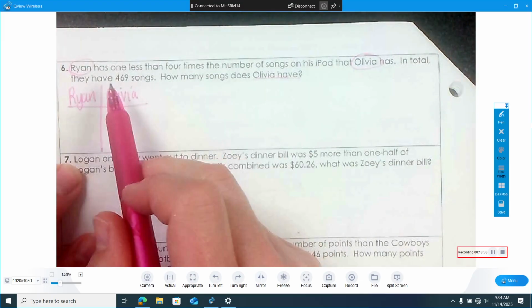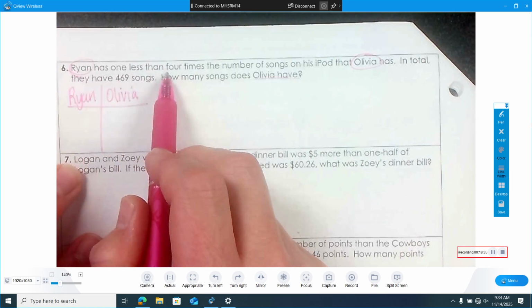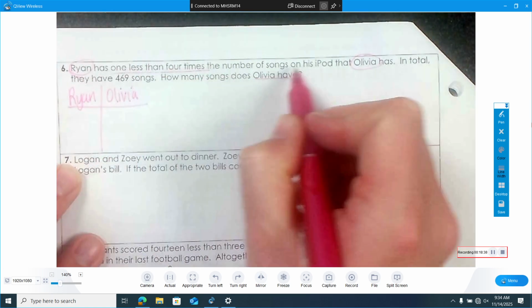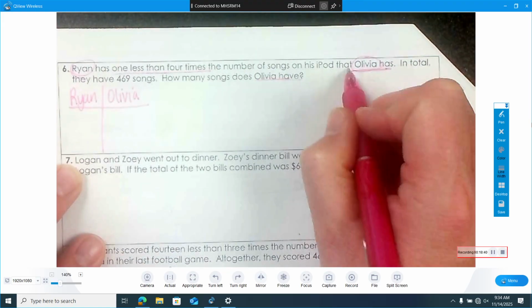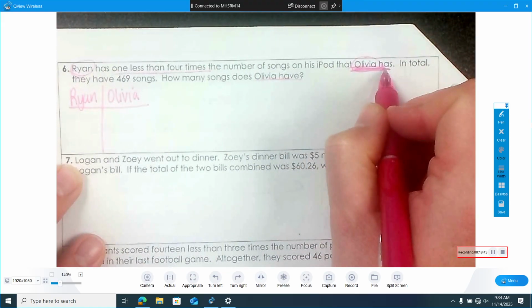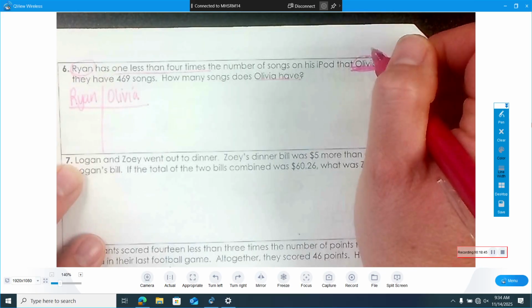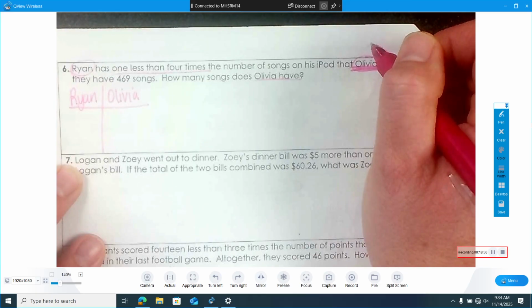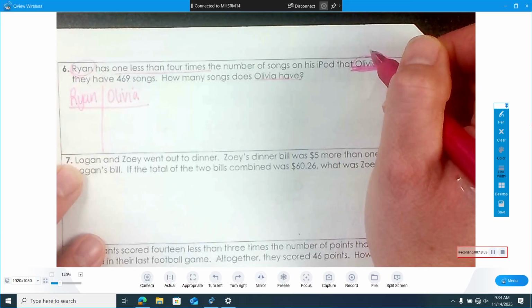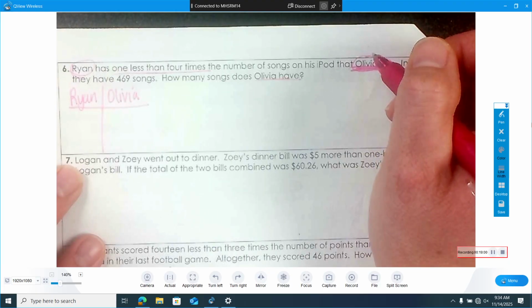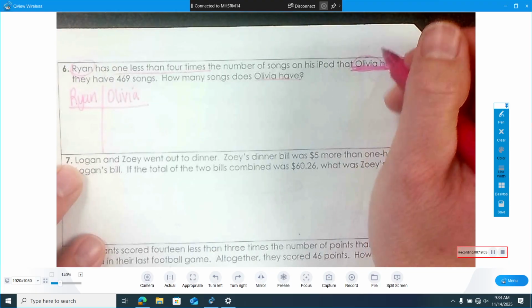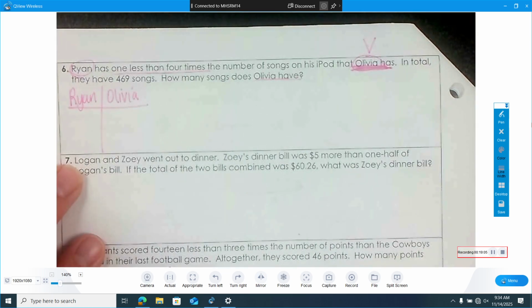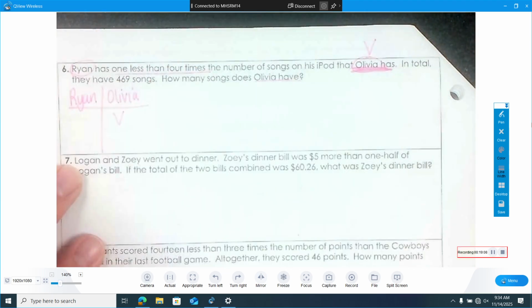All right, now let's see. Ryan has 1 less than 4 times the number of songs that Olivia has. Do we know how many songs Olivia has? No. What are we going to call it? O. Do you suppose O is a good choice for a letter? No. Why not? It looks like a 0, and so I definitely don't want to confuse myself. We could do V. V is a fine letter. Olivia. Via, yeah. All right, so we're going to use V for Olivia.